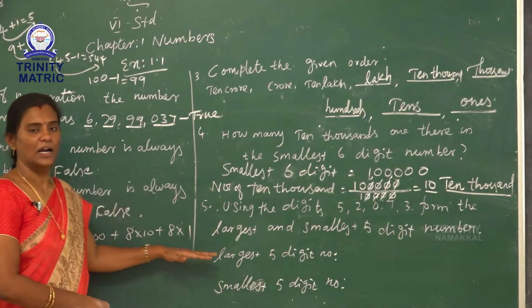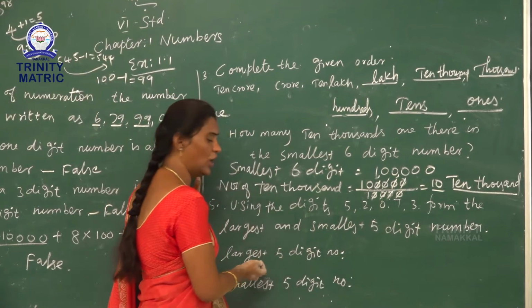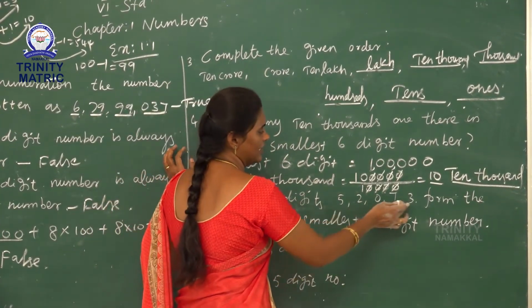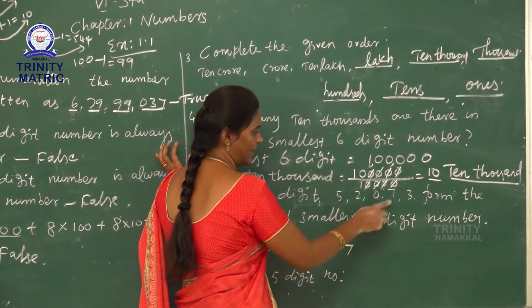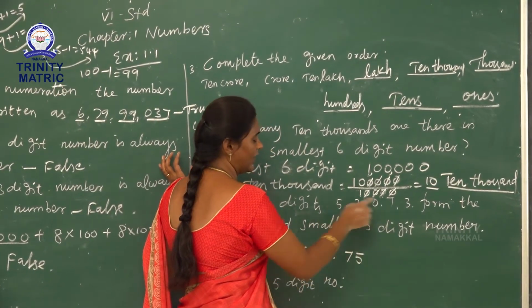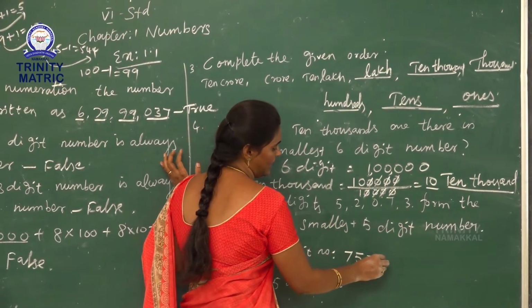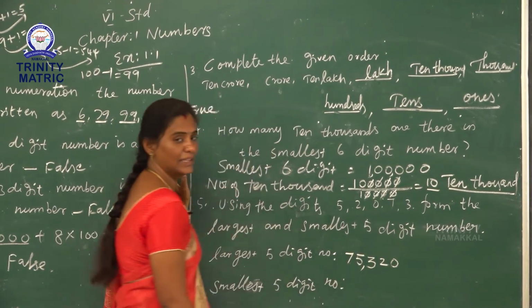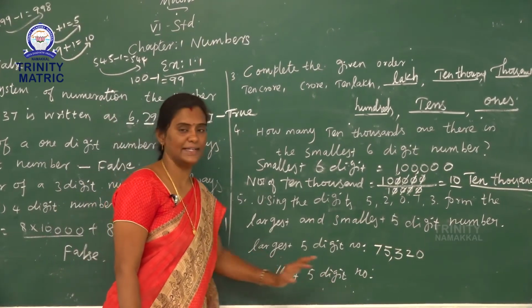Now we use these digits to form the largest 5-digit number. From these digits, the largest is 7, so first write 7. After 7, 5 is the largest, so write 5. After 5, 3 is the largest, then write 3. After 3, 2 is the largest, then 0. So the answer is 75,320.